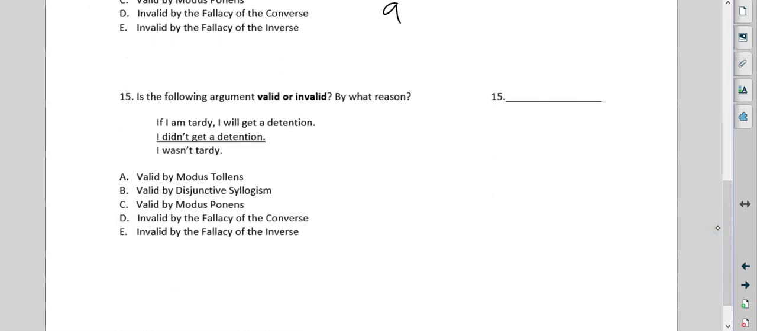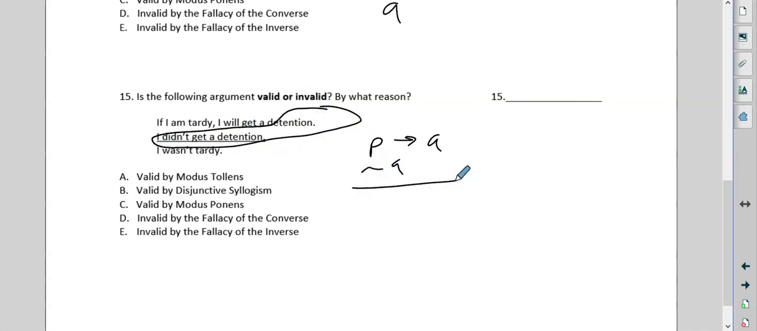15. If I'm tardy, then I will get detention. I didn't get a detention. That ties into this one, so that's not Q. I wasn't tardy. That ties into this one, not P. That is valid by MT, modus tollens.